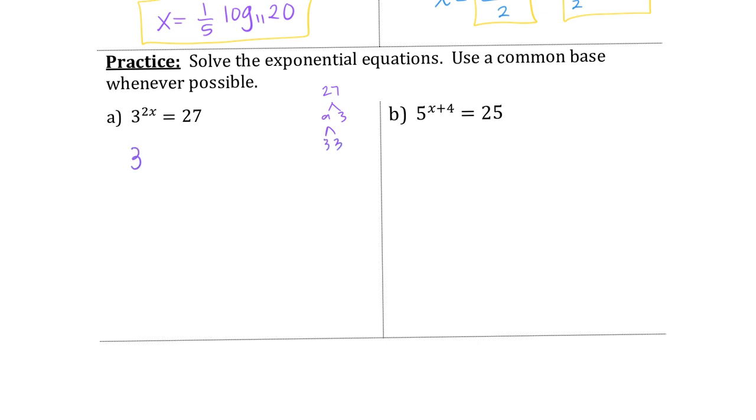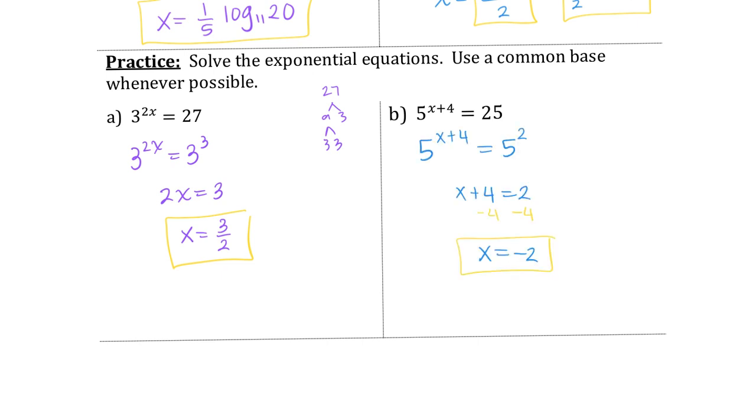So this is 3 to the 2x equals 3 to the third, and ideally we want the exponents to equal each other. If I divide by 2, I get 3 over 2. So if possible, do same base. Occasionally, you will have to use the other method. Pause your video, do the next one, and then unpause to check. For B, I got x equals -2. If you're good on that, go ahead and flip it over. Pause the video again, and then unpause it when you're ready to check.